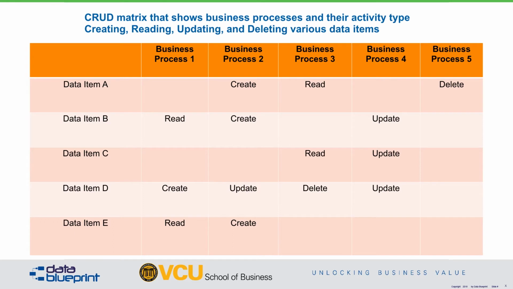Here's a CRUD matrix. This is diving a little bit into data here, but just so that you see it. If I'm trying to figure out what the relationship between business processes and data items are, I can have this information documented and look and say that data item A is created by business process 2, which means if business process 3 wants to read data item A, business process 2 has to occur before business process 3 occurs.